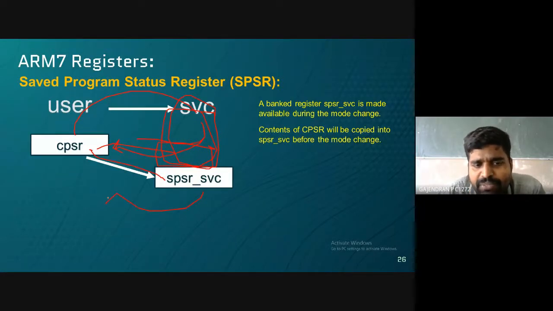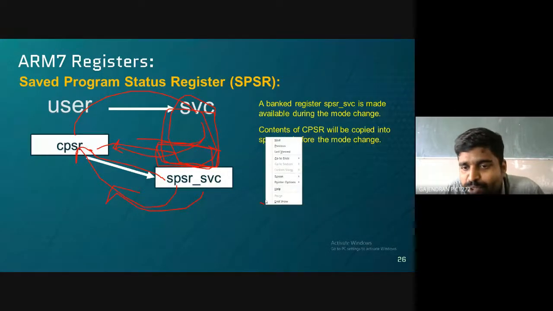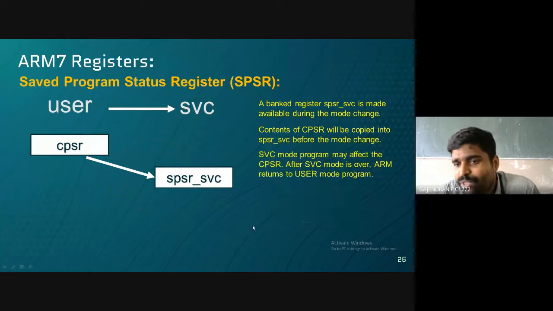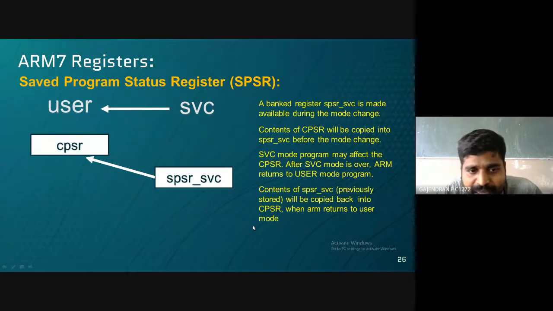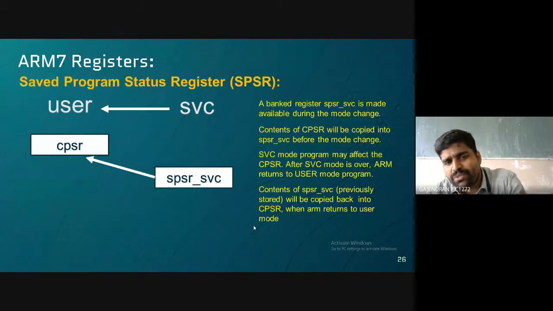When returning, what do we need to do? I don't want the particular mode's current status; I need the previous status. So we take the saved value, bring it back into the CPSR, and only then do we resume the process and come back into user mode. Is it clear, sir? Can everyone see this arrowhead change? Please say yes or no. So these are all some minute things you should remember.